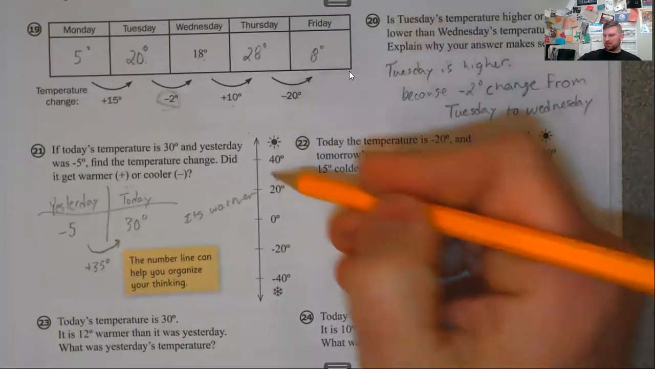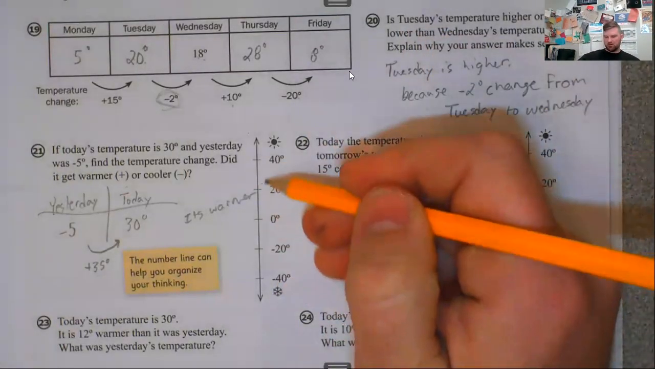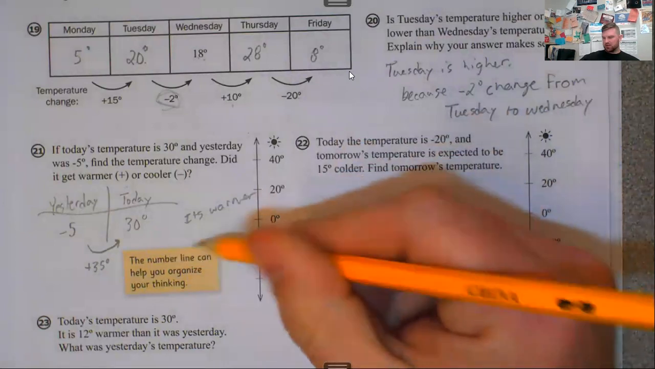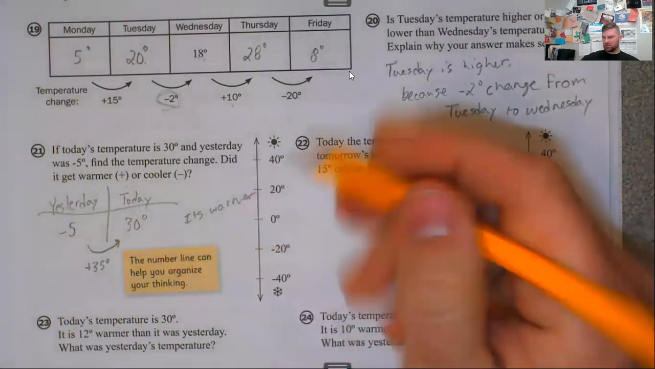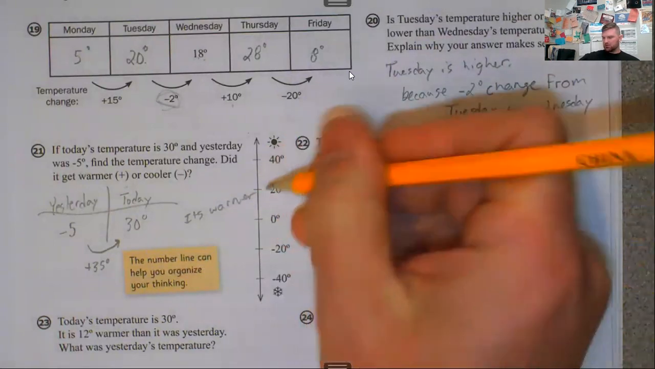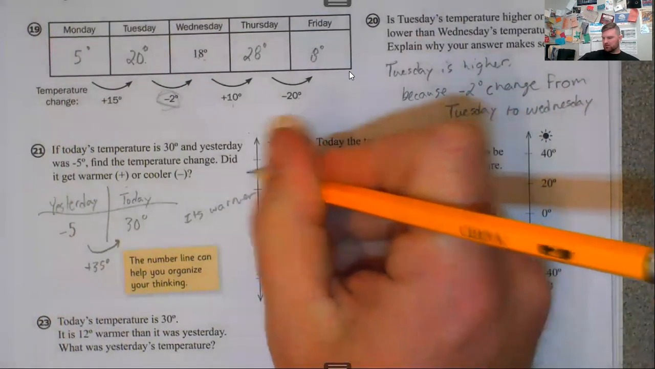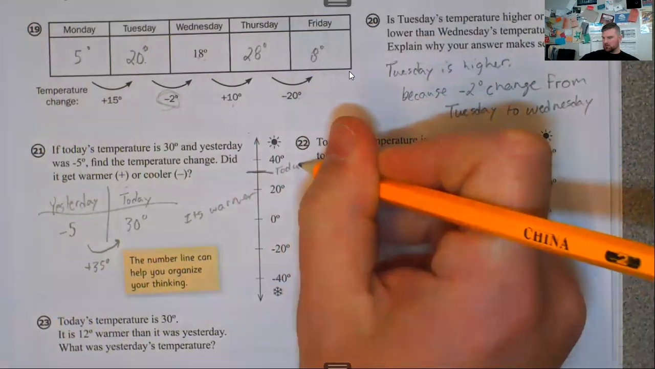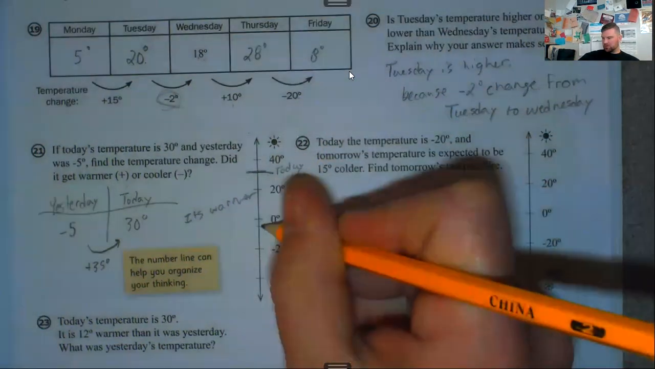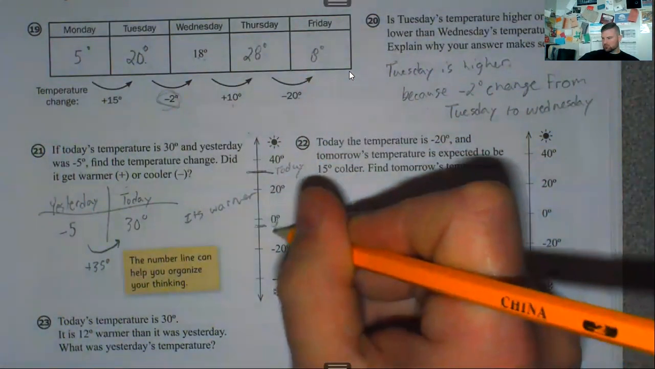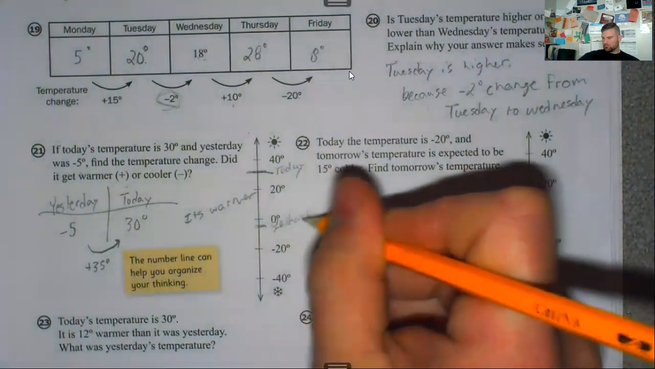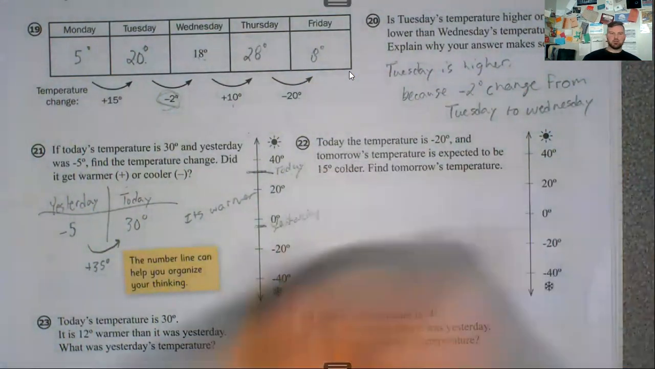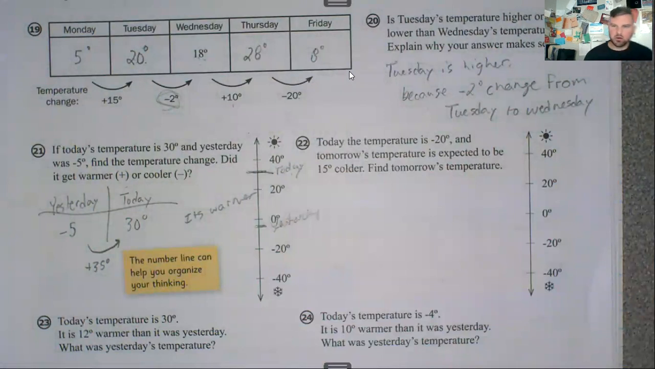Okay, and they gave us a little number line right here. It says the number line can help you arrange your thinking. Okay, so 30 is right here. That's today. And negative 5 might be right in here. That's yesterday. So today is higher, is warmer than yesterday.